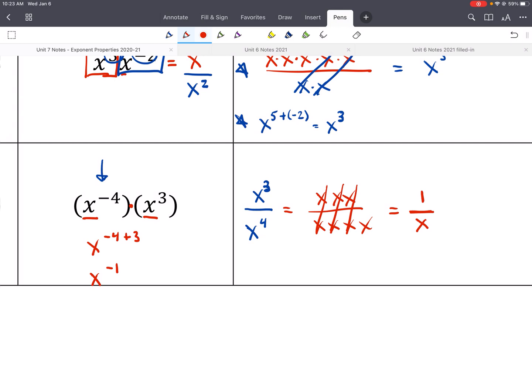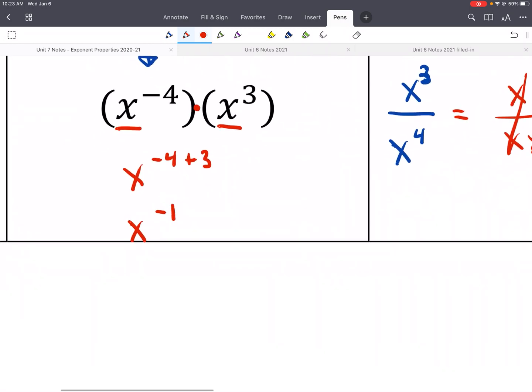and changing its sign. So I think last time we talked about if a coefficient's not there, then we could always put 1 in the front. 1 times x to the negative 1 is the same as x to the negative 1. So the 1 will stay, the coefficient will stay, and the base and the exponent we would bring to the bottom and change its sign. Okay, and that is the same as just 1 over x.